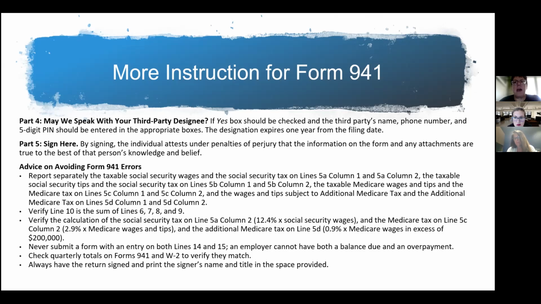The CAF number allowed me to talk about the 940, anything related to the business with the IRS. So if you're working, CAF numbers are a lot easier than just a PIN number, because the PIN number only allows you to talk about the 941. With a CAF, you can talk a little bit more.